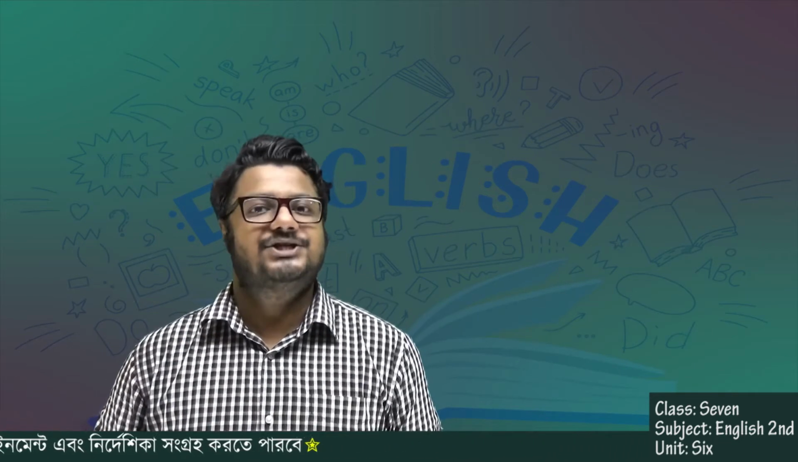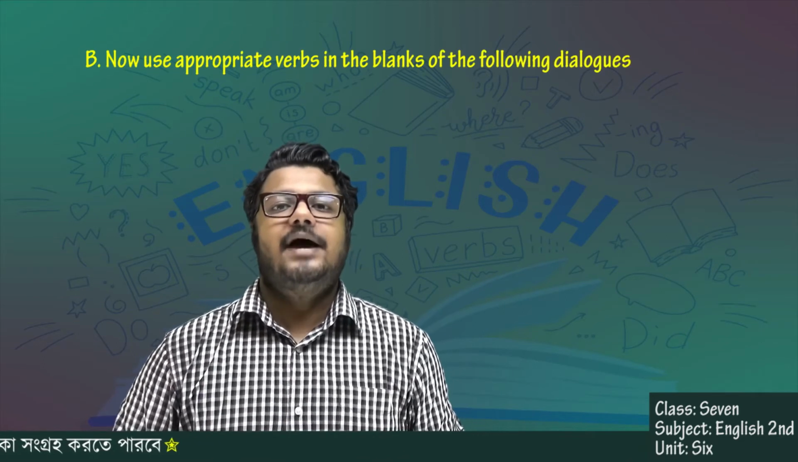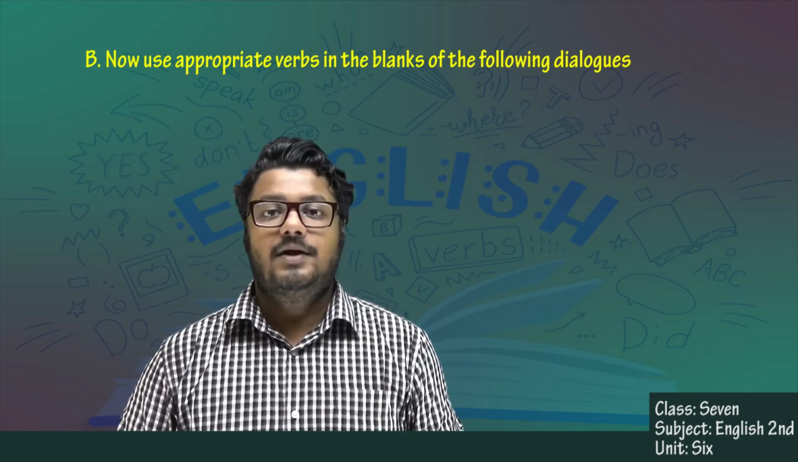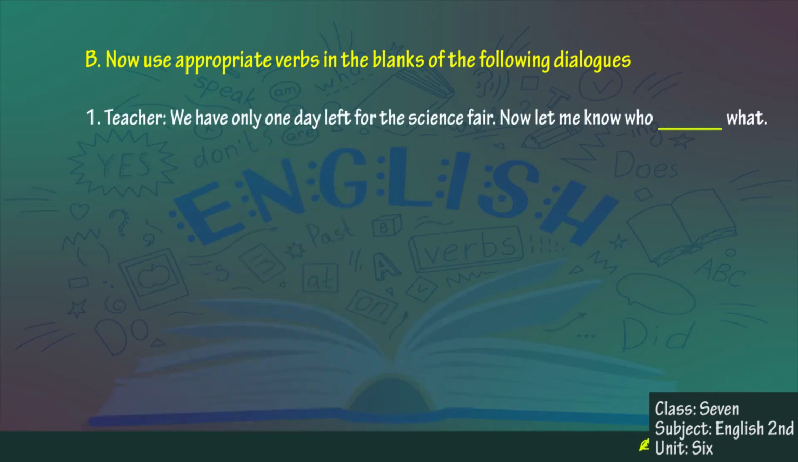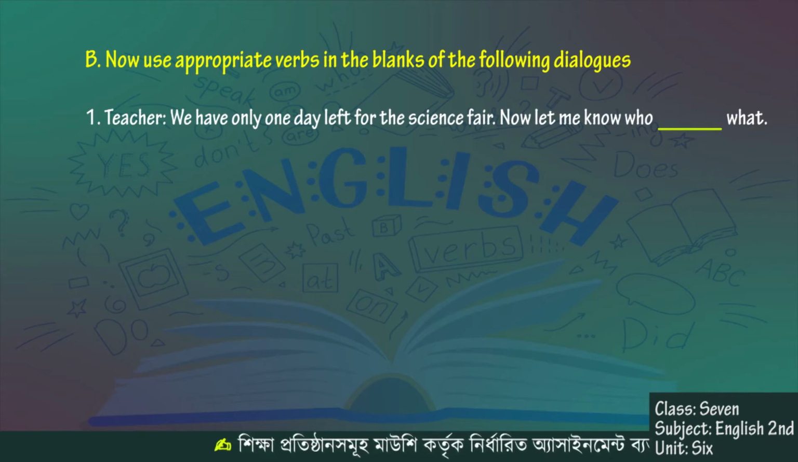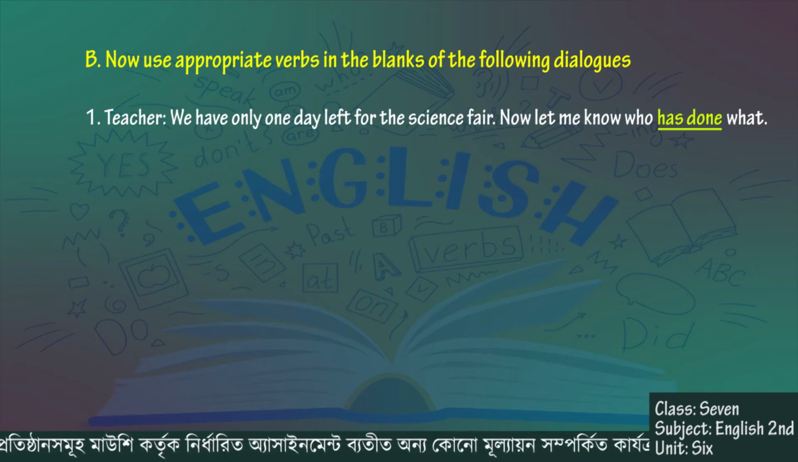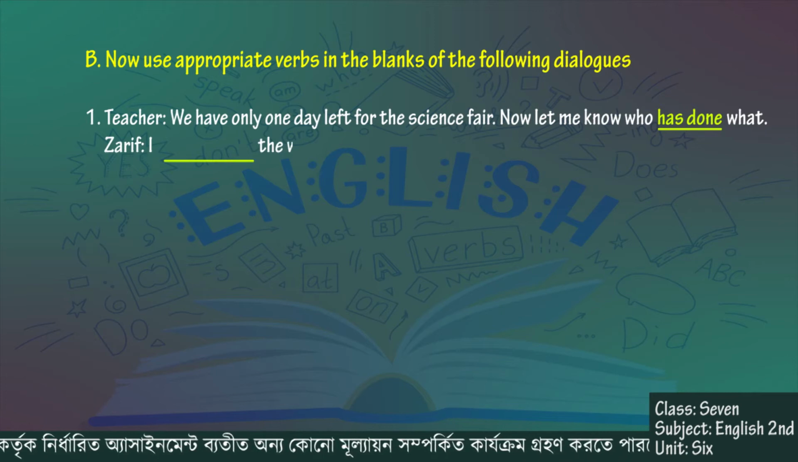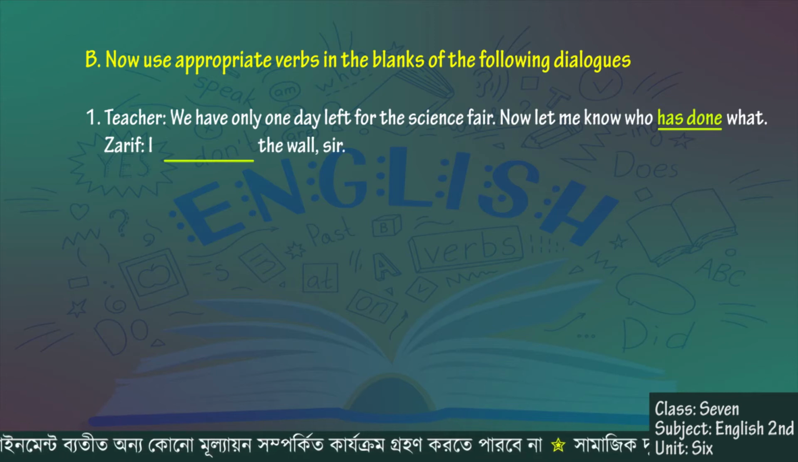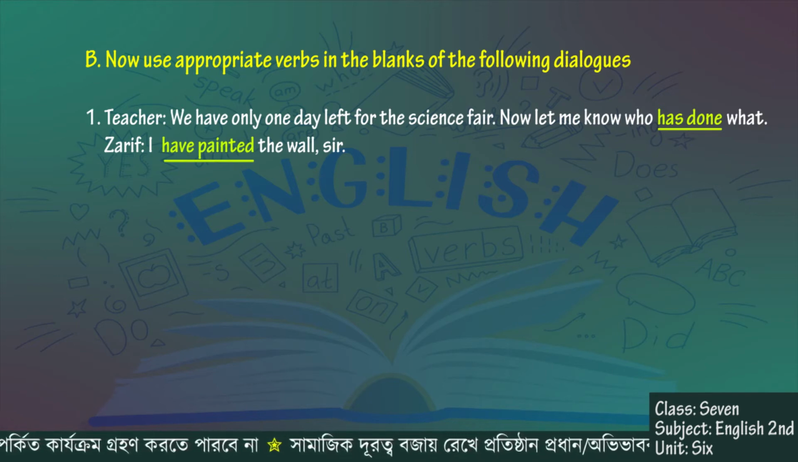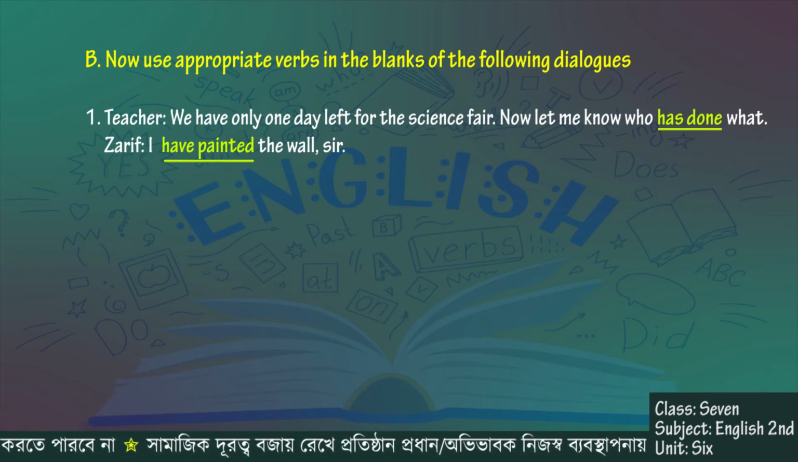Let's move on to section B. Now use appropriate verbs in the blanks of the following dialogues. Number 1. Teacher, we have only one day left for the science fair. Now let me know who dash what. The answer will be, who has done what? Zarif, I dash the wall, sir. The answer will be, I have painted the wall, sir.